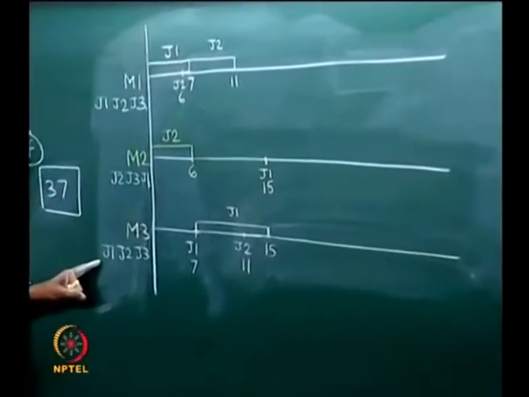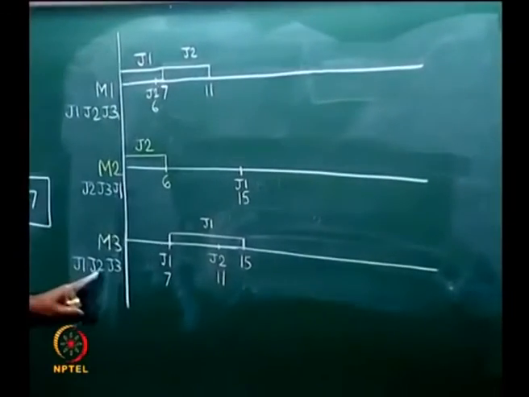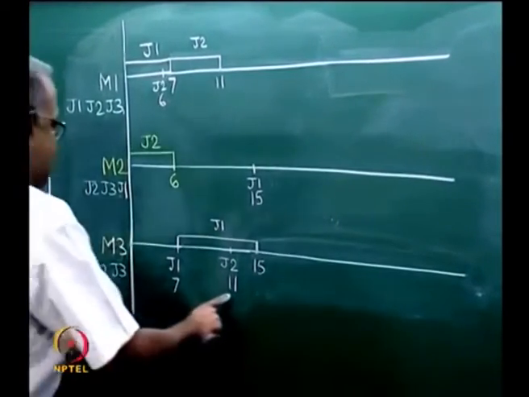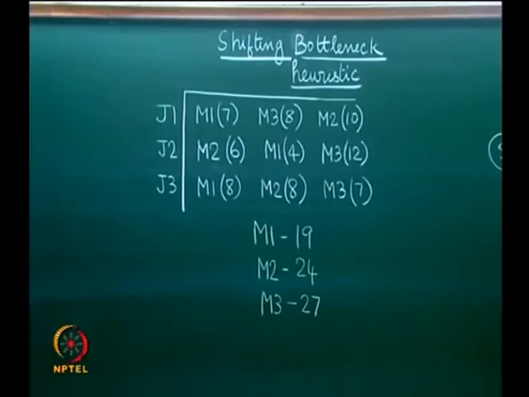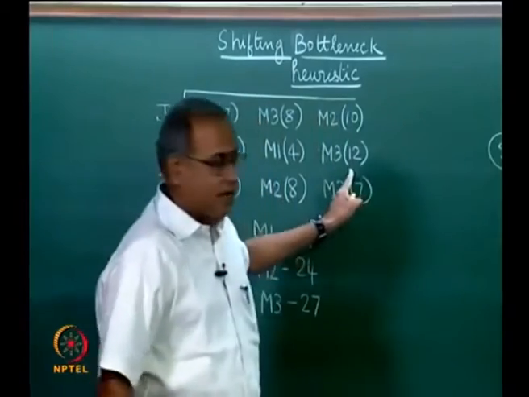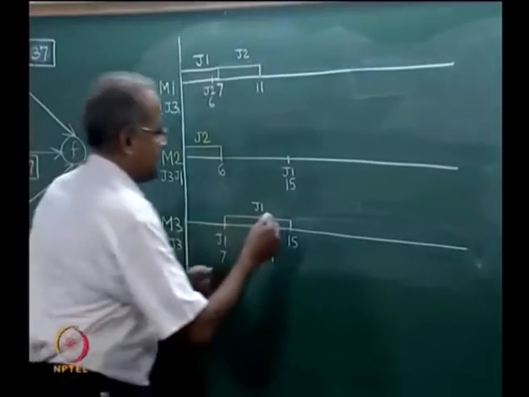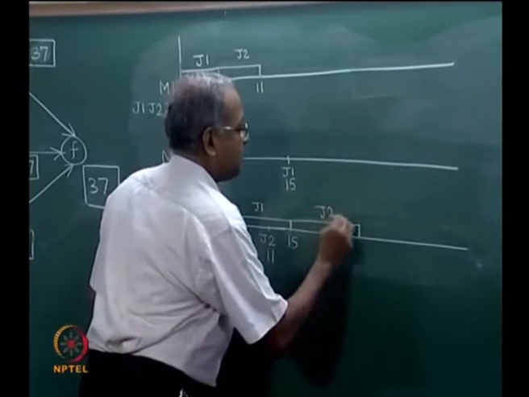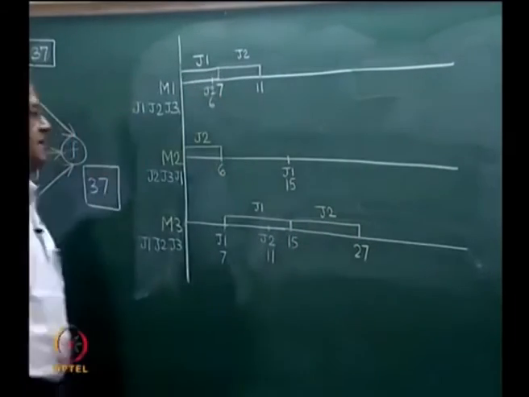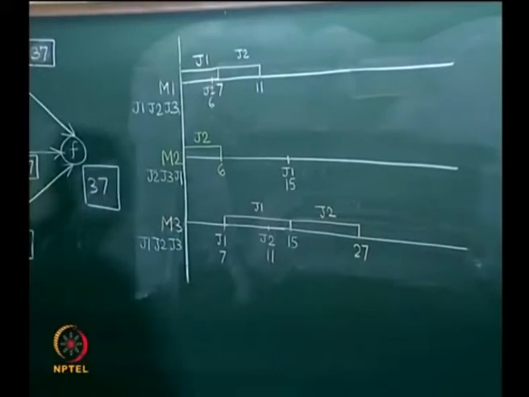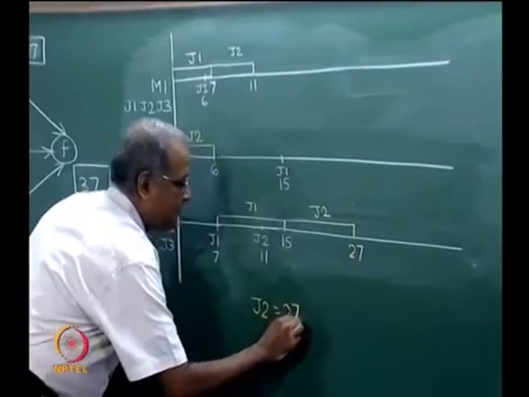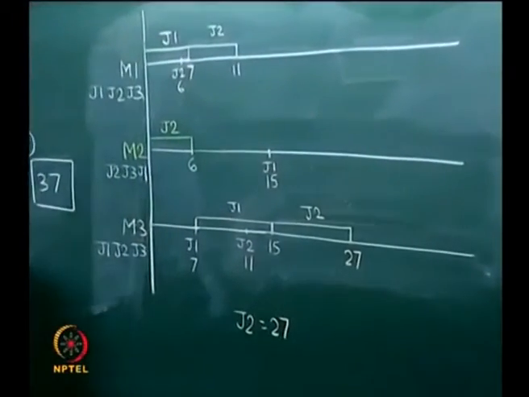Now, as far as M3 is concerned, J1 is already over, J2 is the second job. So, J2 is ready. So, J2 on M3, J2 starts at 15, takes 12 units of time from here, and therefore 15 plus 12, 27, J2 will finish, and J2 completes all the 3 activities at time equal to 27. Now, let us look at J3.